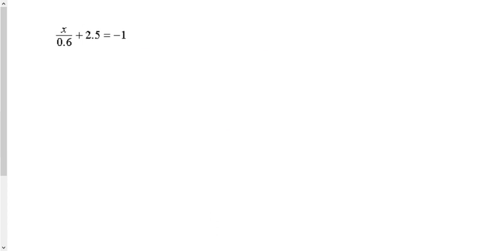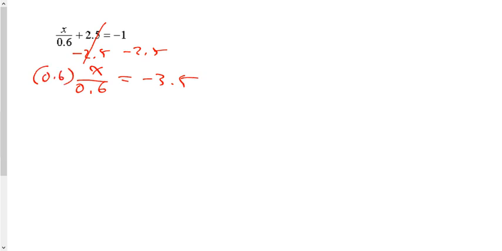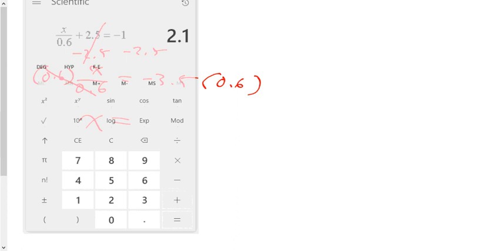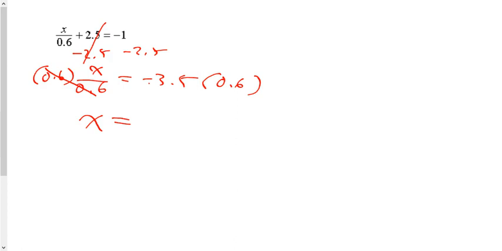Next question. Oh, we get an easy one. Now we don't have fractions, which makes it so much easier. Get rid of the constant. Get rid of the fractional coefficient by multiplying both sides by 0.6. And x will equal the product of 3.5 times 0.6, which is 2.1, but since it's a negative times a positive, it's going to be negative 2.1.